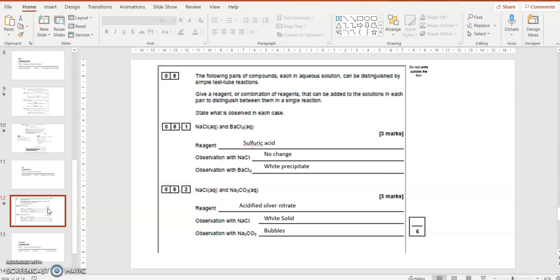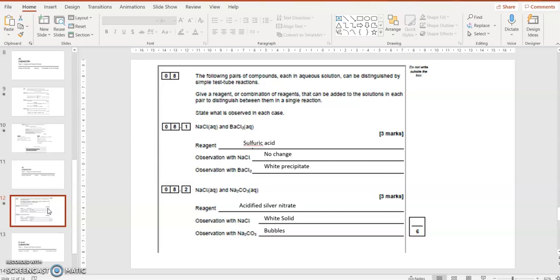Sodium bromide, acidified silver nitrate, silver bromide as a cream precipitate. Sodium iodide, acidified silver nitrate makes silver iodide as a yellow precipitate. What if you're not sure? If you can't tell a difference in the colours? Well, you can add ammonia solution.